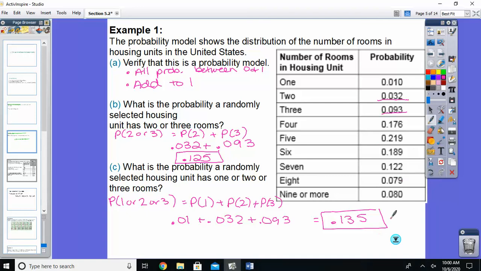There is a second addition rule for when your events are not disjoint, so when there could be an overlap. Like if I wanted the probability of getting an A or getting above an 85%. Is it possible that I could get an A and get above an 85%? Yes, there's overlap in those two. They're not completely separate.